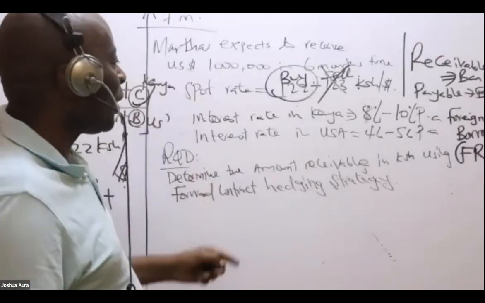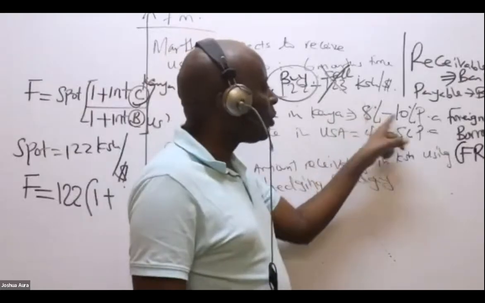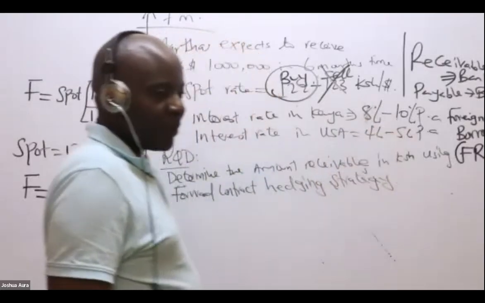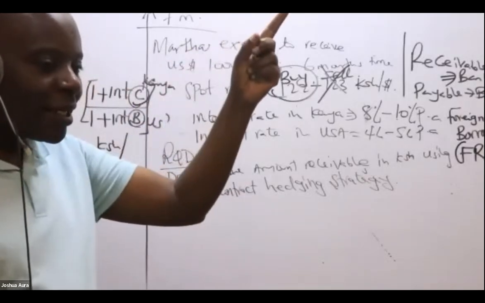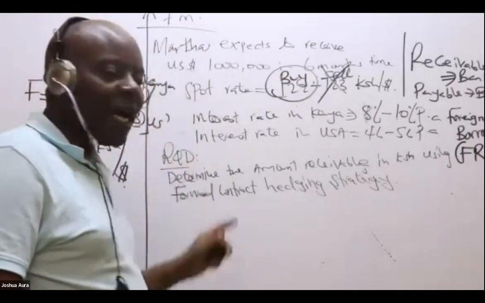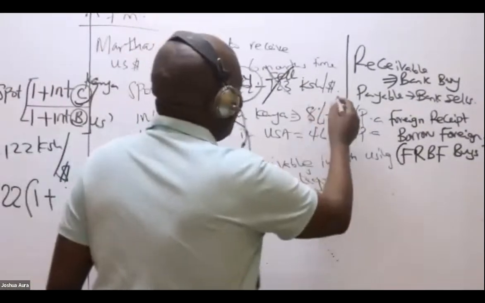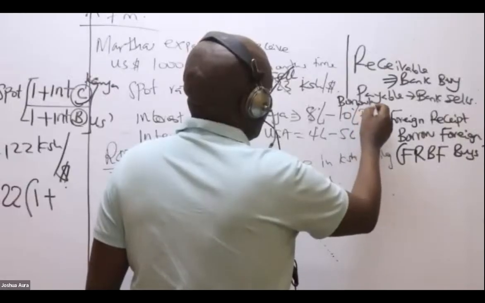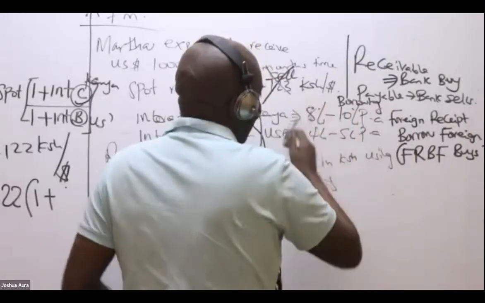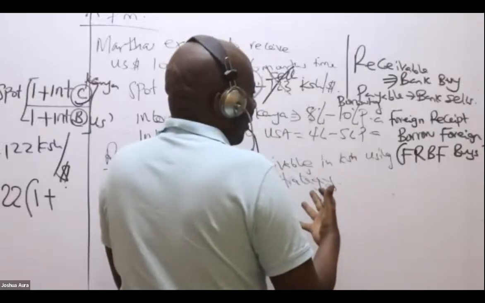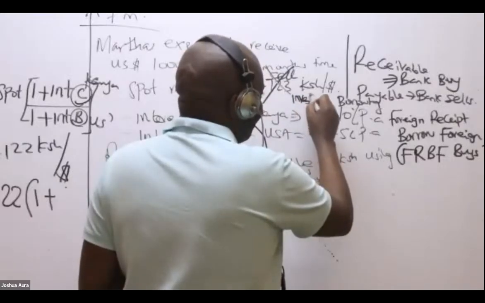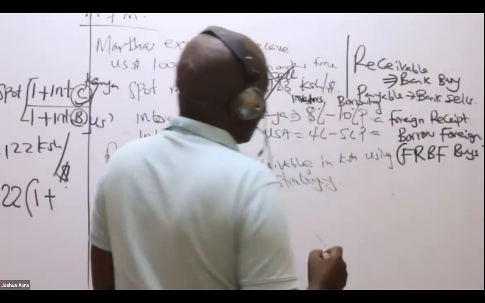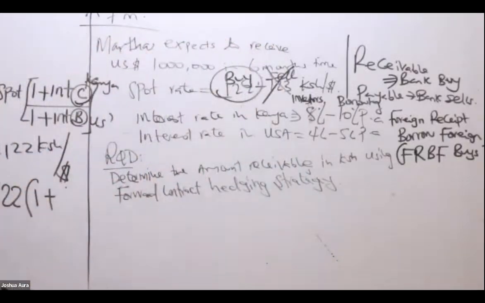Listen. When you're given interest rates like this, 8%, 10%, which one between the two is the borrowing rate? Always the higher. The higher is the borrowing rate. And this one here will be the investing or lending rate, when you give this money to the bank yourself as the investor. So this one is the investor's lending rate.